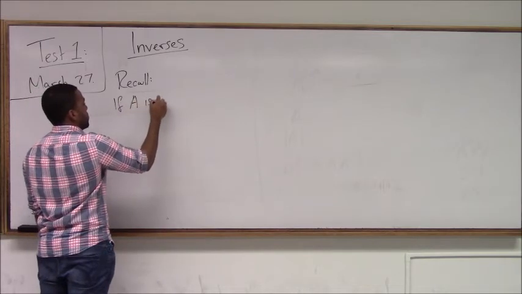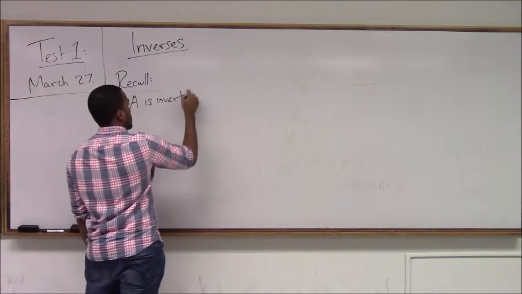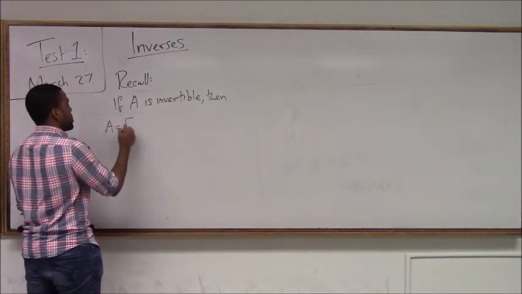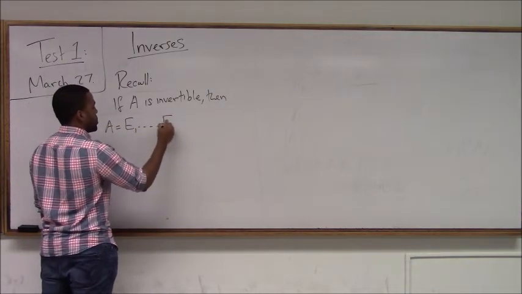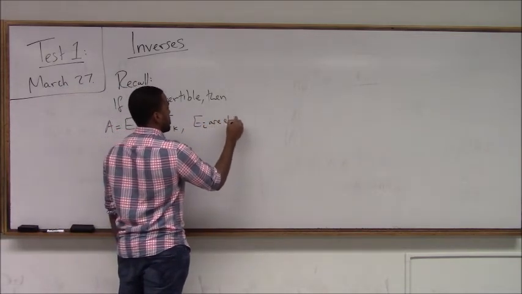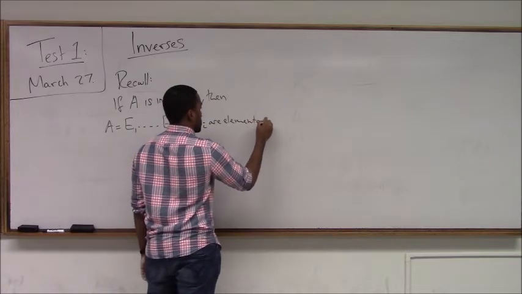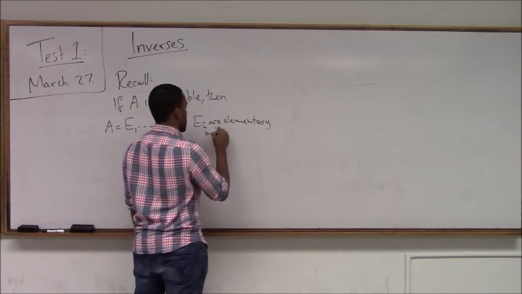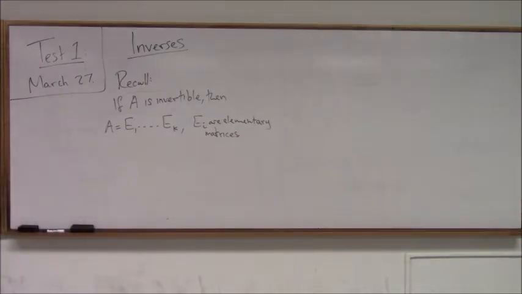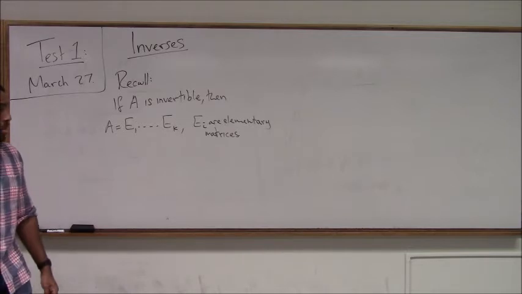if A is invertible, then A is equal to the product of a number of elementary matrices, E1 through Ek, where the Ei are elementary matrices. All right, that we know from the equivalence theorem. If A is invertible, I can write it as a product of a bunch of elementary matrices. Remember, an elementary matrix is just a matrix that you obtain by performing one operation on an identity matrix.